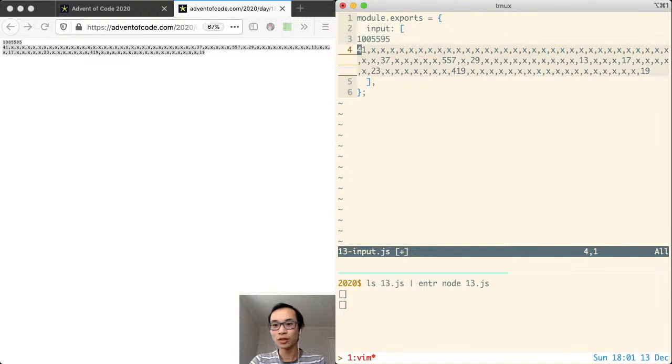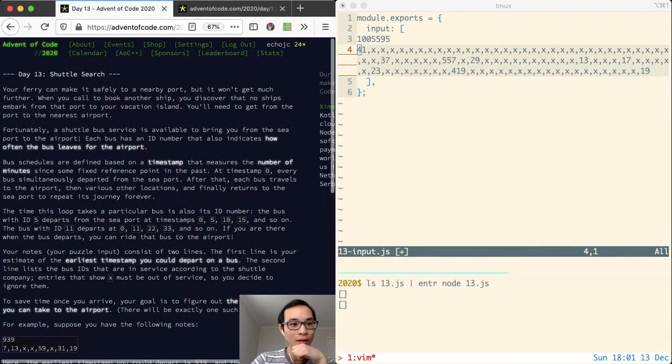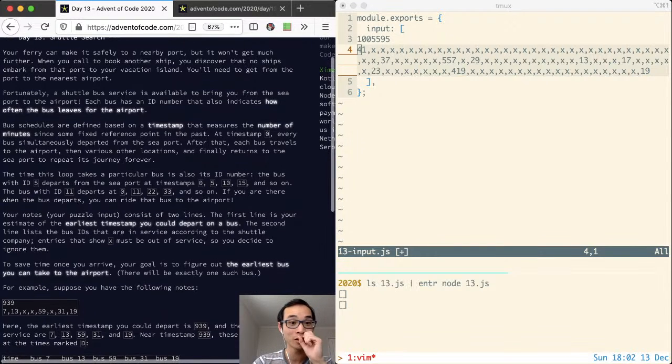So this is an interesting sequence of inputs. I'm going to have to read the challenge to find out what it is. My ferry has made it to a safe nearby port. Cool, but it won't go much further. When I look to book another ship, there are no ships that embark from that port. So I need to go from the port to the nearest airport. Fortunately, a shuttle bus is available.